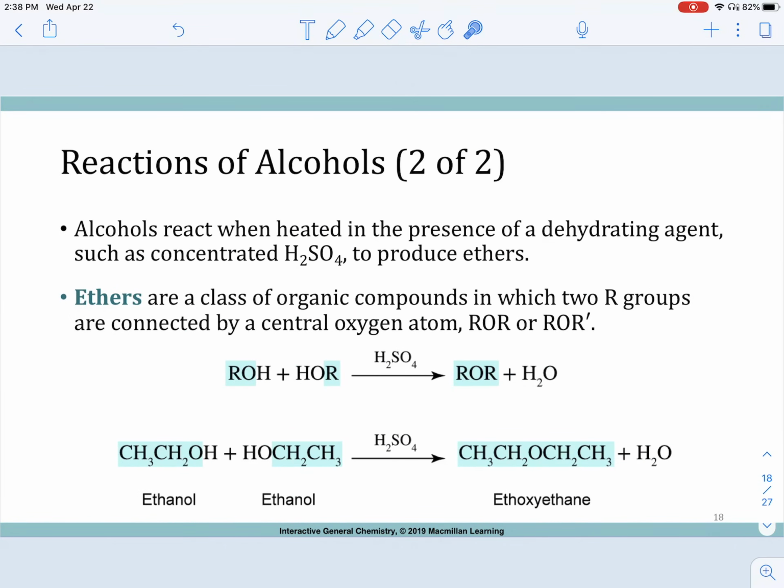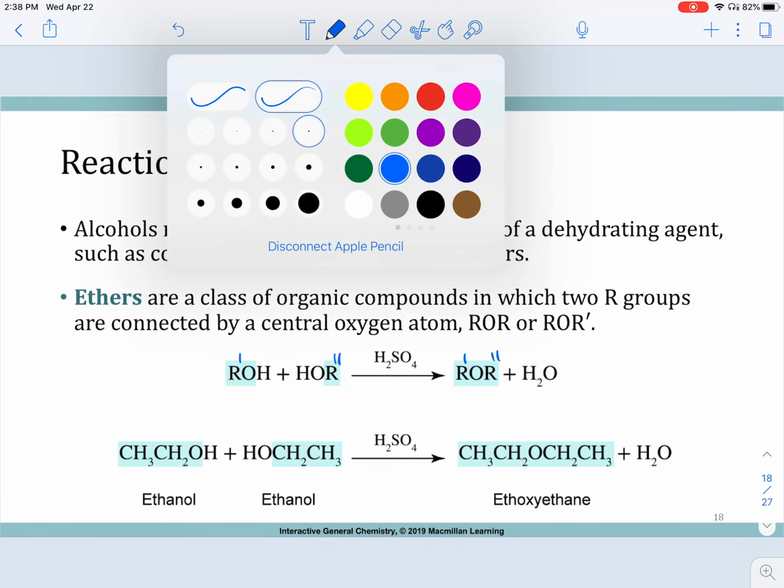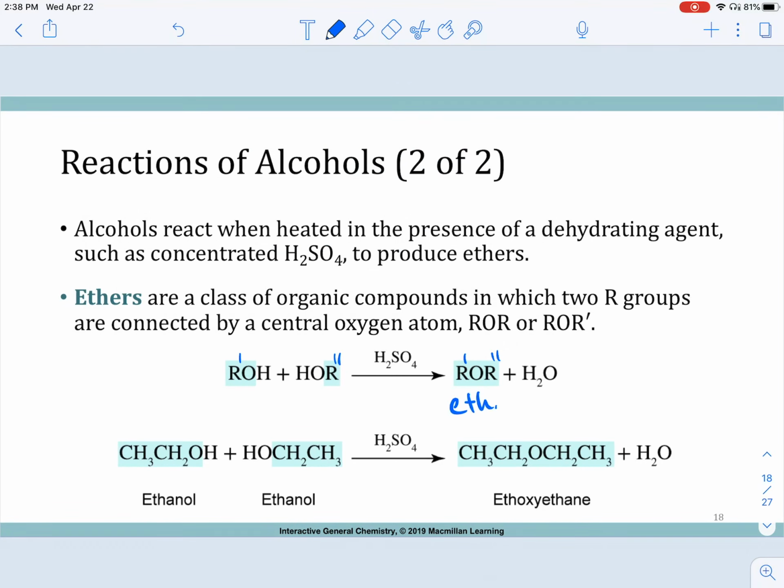Other reactions of alcohols: if you react an alcohol in the presence of something like a strong acid, you can create a connection point between these two alcohols. Let's number these R prime and R double prime. Those will come together to form a new compound, an ether. Notice we dehydrated this, so to speak. This HOH connects to form water, so water is a byproduct there. So this is an ether, ROR or ROR double prime.